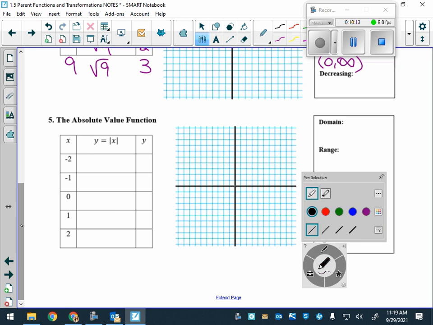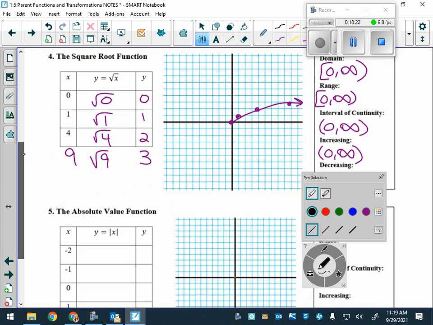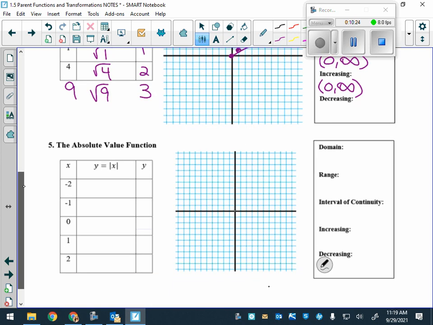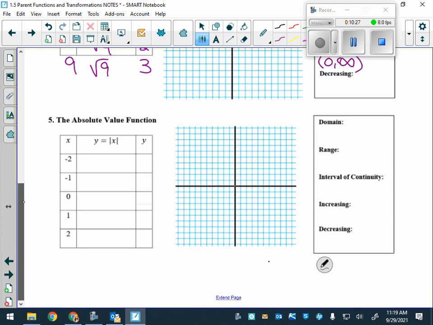Does anyone remember what the absolute value function looks like? Julia, question? Yep. Excellent. Good job. Absolute value, what does it look like? Yeah. A V shape. So if I substitute -2 in absolute value, what do I get? 2, -1, 0, 1. Good. 2. Good.